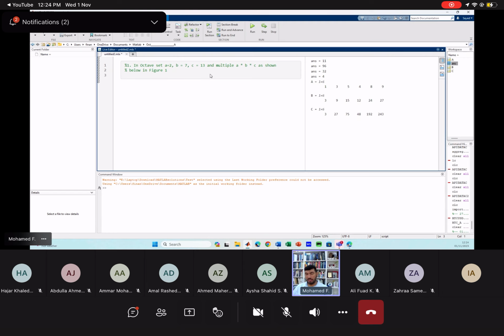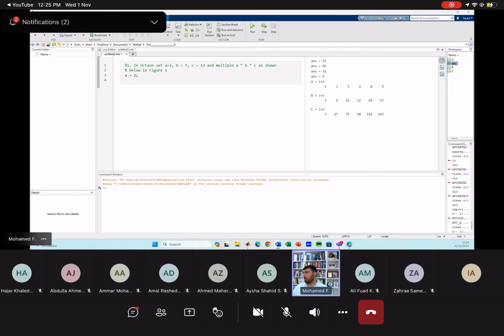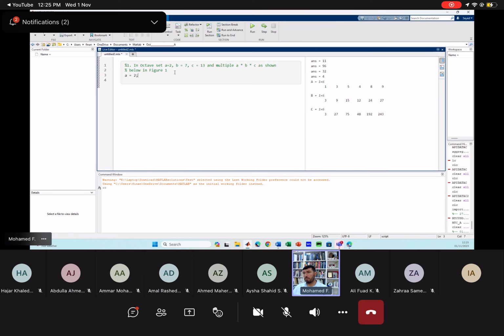So we can do that directly by saying A equals to 2. If we put that semicolon, then we don't want to see the output. Just keep it inside where? Here. Okay, let's just clear these. Okay, just keep it here. And we want B equals to 7 and C equals to 13.